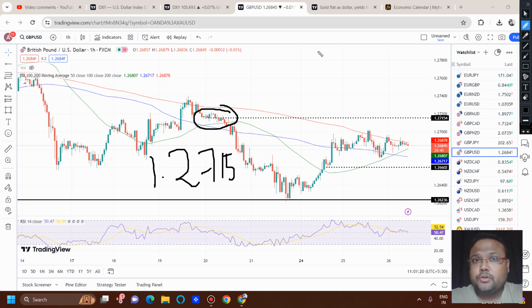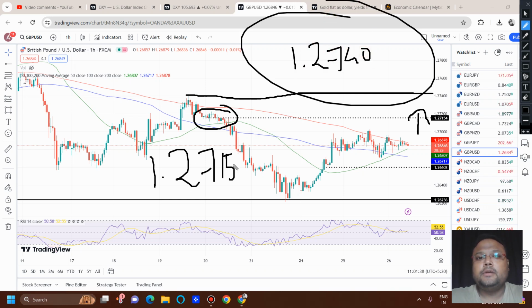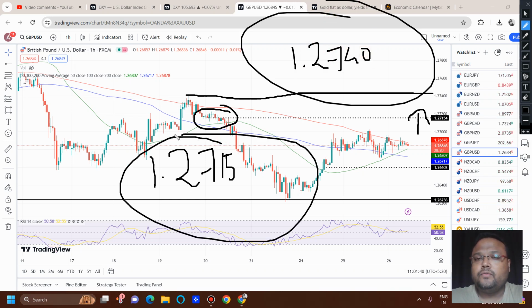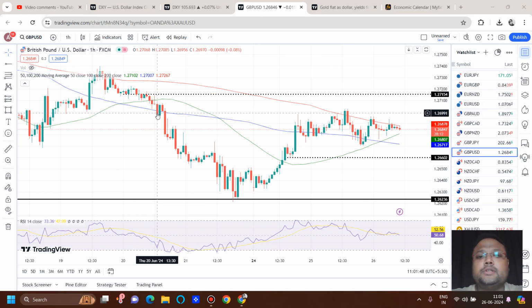Here also the volume is going to play a major role, but here do not go for a buy and breakout. If market reverses from 1.2715, then only go for a sell. And if you see that GBP USD has crossed the level, then we can look for the second selling opportunity around 1.2740. So these are the two levels where you can look for a sell opportunity on the chart of GBP USD, because overall the chart of GBP USD is not very positive.